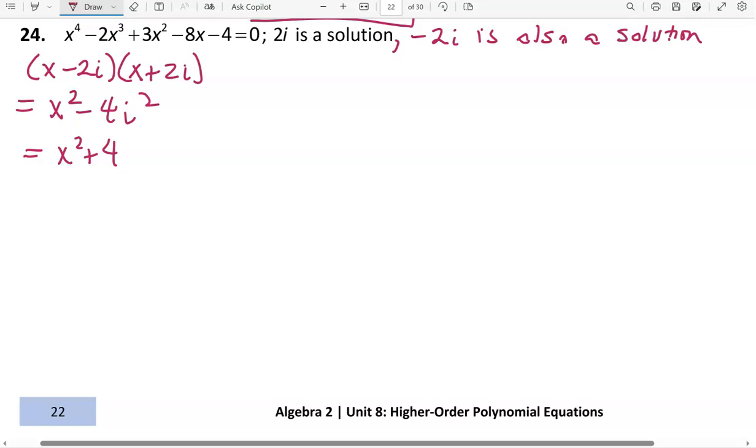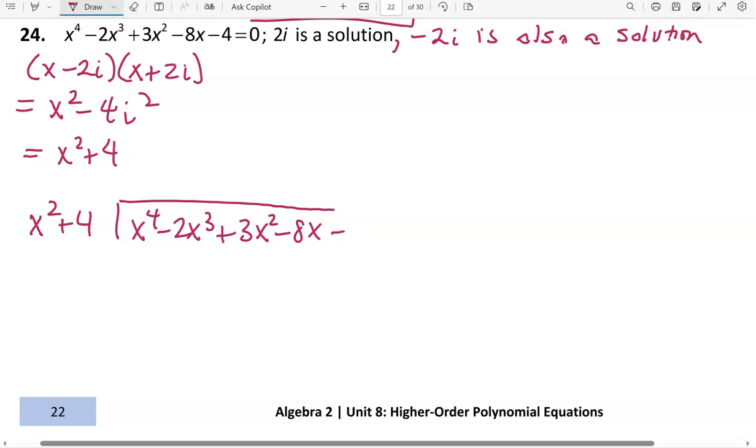In order to find the remaining factor, once these two factors are divided out, I'm going to use polynomial long division. So x squared plus 4 divided into x to the 4th minus 2x cubed plus 3x squared minus 8x minus 4. First step, first term divided by first term, x to the 4th divided by x squared is x squared. And then x squared times the entire divisor. X squared times x squared is x to the 4th, and 4 times x squared is 4x squared.